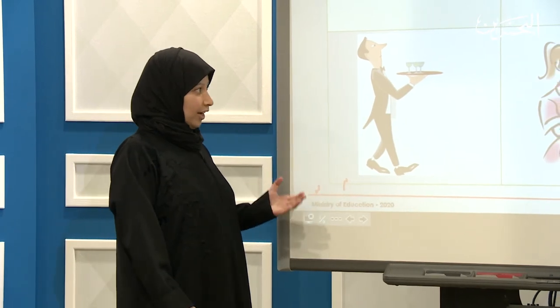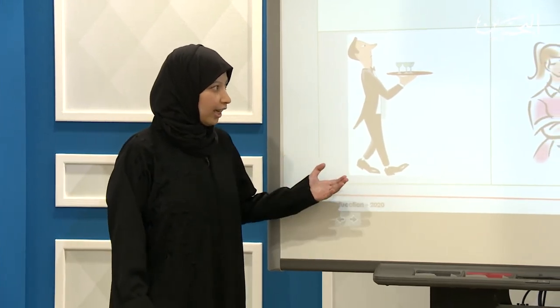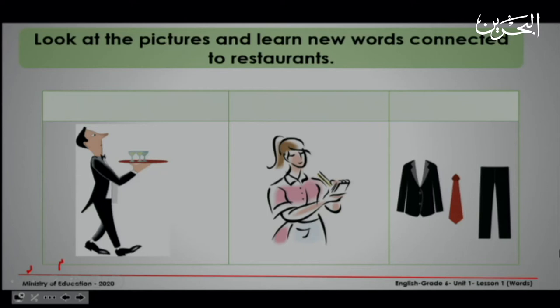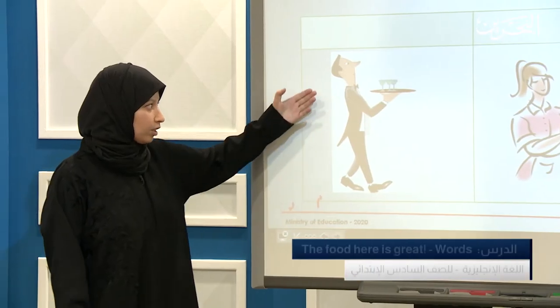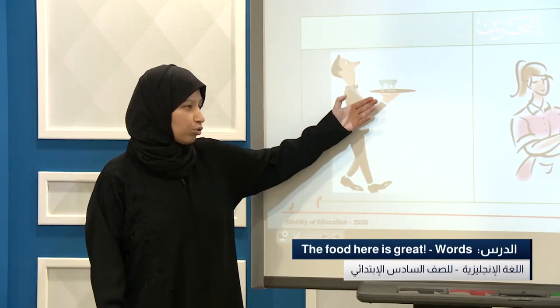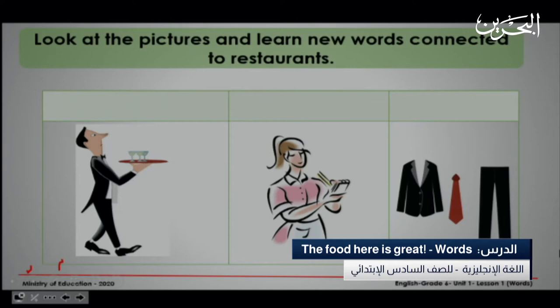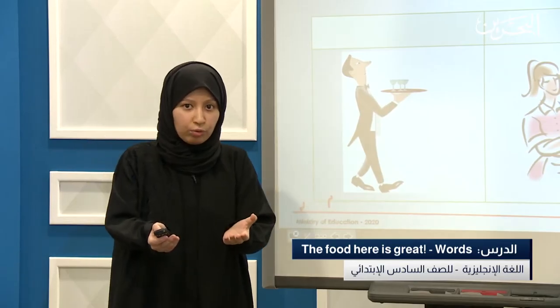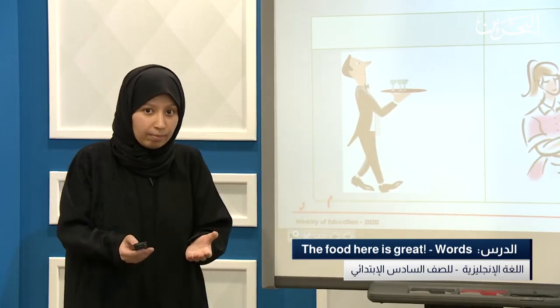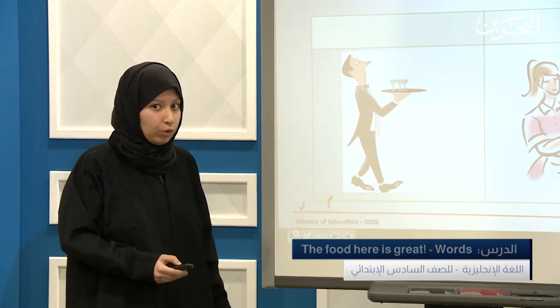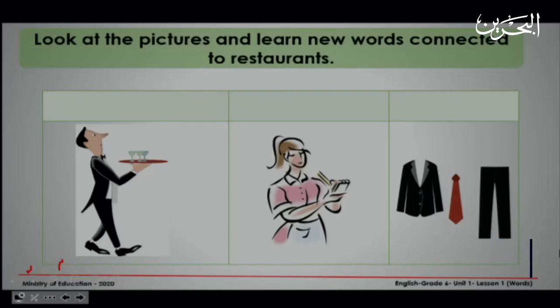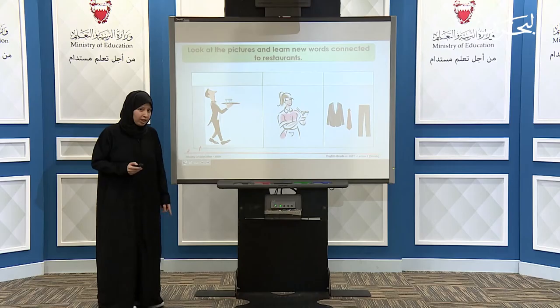Now we are in the restaurant. Look at the pictures. What can you see in the restaurant? You can see a man. This man is holding a tray with his hands, and he's coming towards you with the order. This man who serves food at a restaurant is called a waiter.